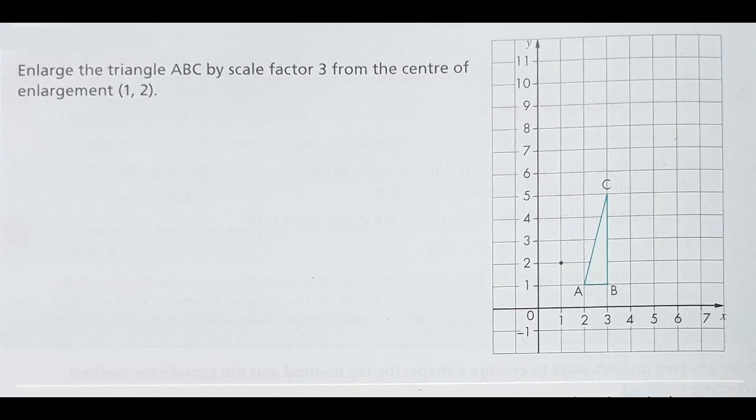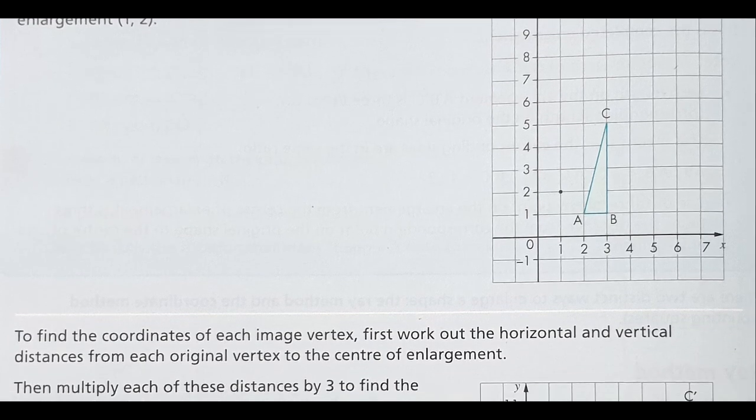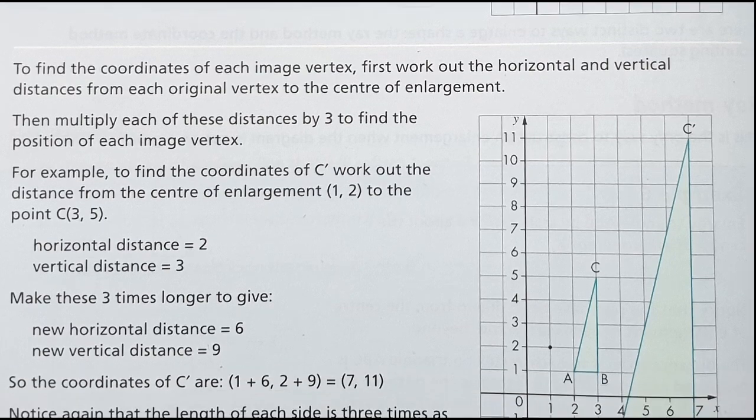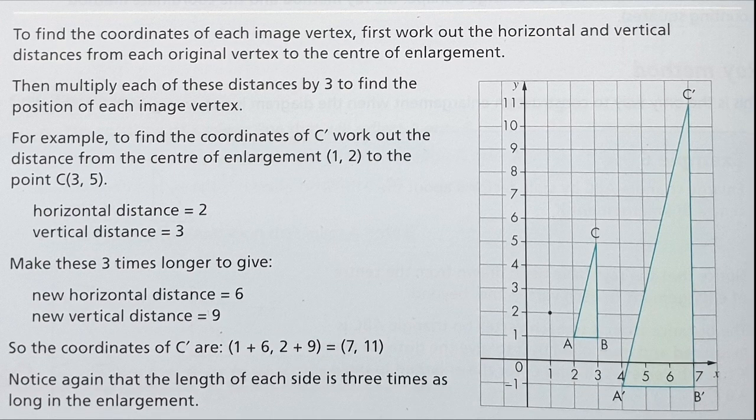Let us see this with the help of an example. Enlarge the triangle ABC by scale factor 3 from the center of enlargement 1, 2. To find the coordinates of each image vertex, first work out the horizontal and the vertical distances from each original vertex to the center of enlargement. Then multiply each of these distances by 3 to find the position of each image vertex.